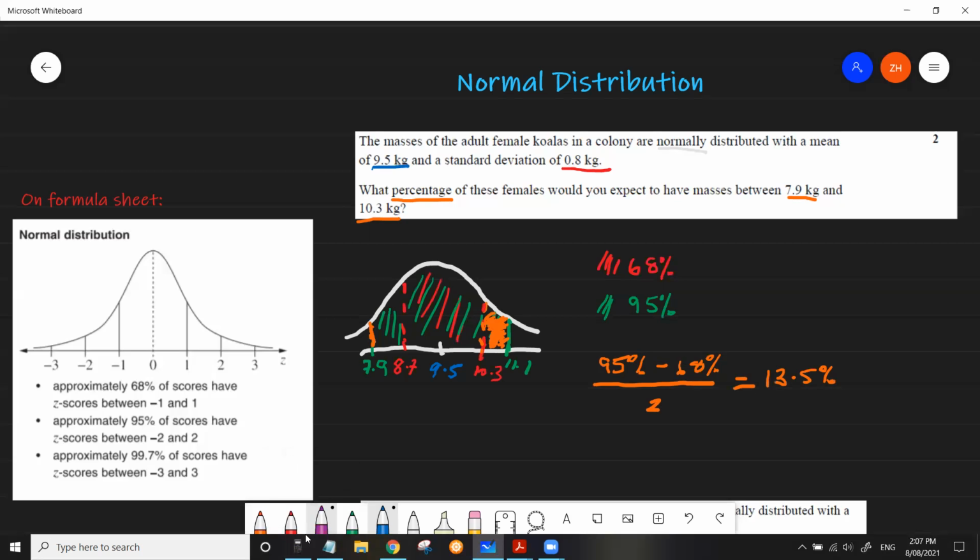So in order to find the area that we actually need, I'm going to keep my 95%. That's that whole section between 7.9 and 11.1, and I'm going to subtract that extra part that I don't need, that 13.5. That gives me a total of 81.5%. So that's this whole section from 7.9, including this middle part over here, up to 10.3. So we've completed that example now.